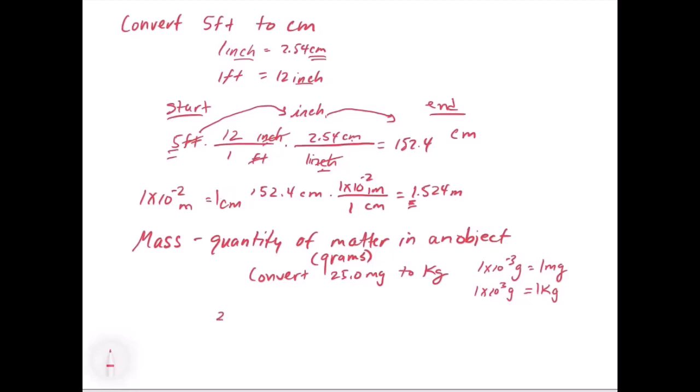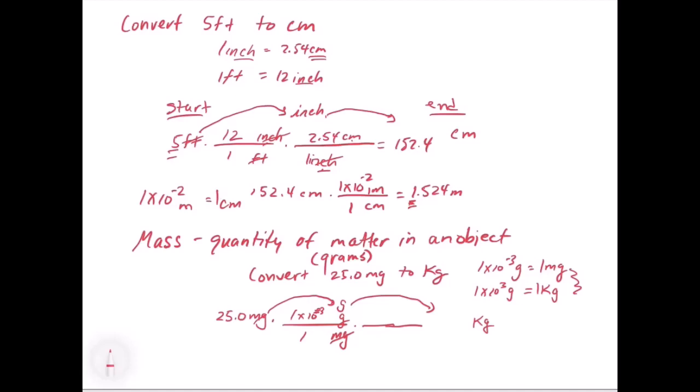So our starting point is going to be our 25.0 milligrams. Our end point is going to be in kilograms. And now we can plan out our conversions. We know the first thing we're going to have to do is probably go through the base unit, where we're going to convert milligrams to grams, and then grams to kilograms. So first we put milligrams on the bottom and grams on top, so that the milligrams cancel. Our conversion is for every 1 milligram we have 1 times 10 to the minus 3 grams.